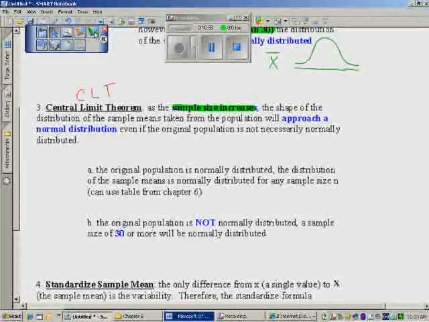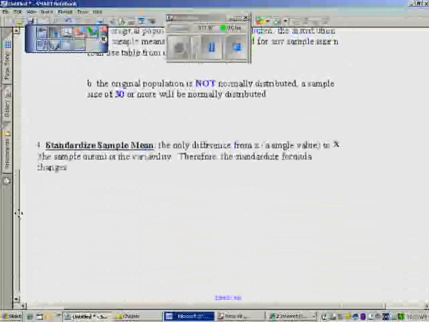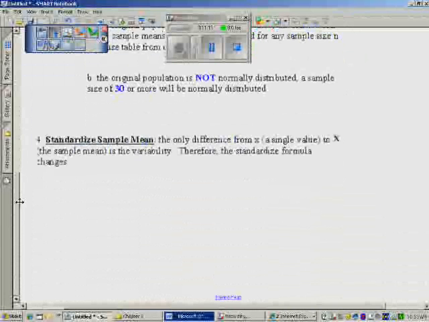That allows us to use samples to make decisions about the population. Mind you, you've got two things to check. Is the population normally distributed? If not, is my sample size large enough? If my sample size is not large enough and the population is not normally distributed, you cannot assume a normal distribution. So in the end, what's the whole purpose of Chapter 8?